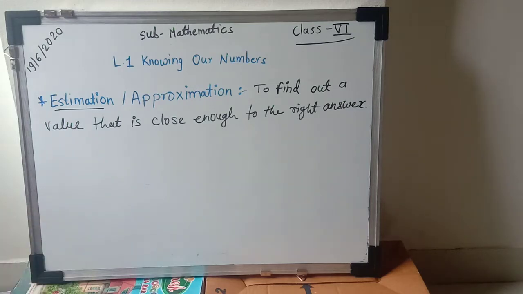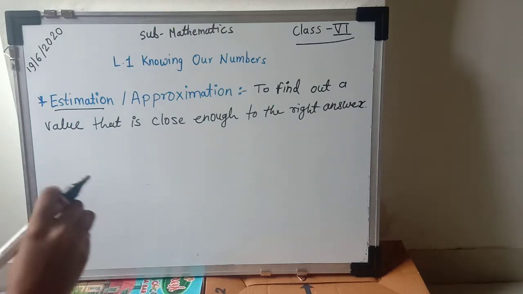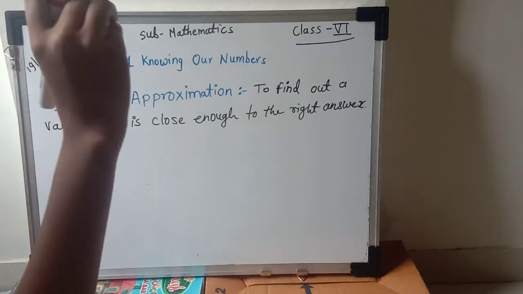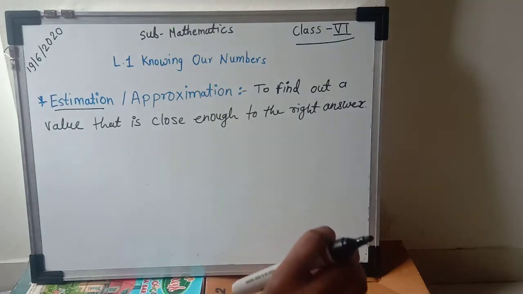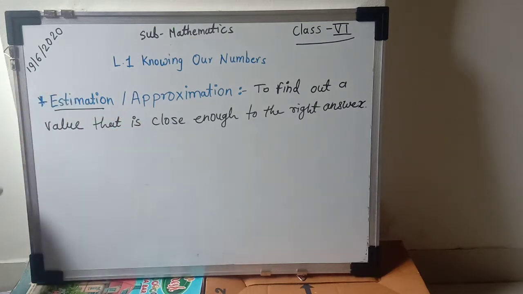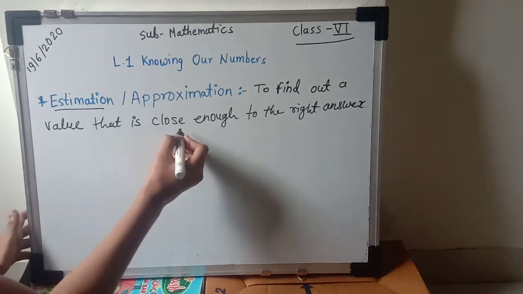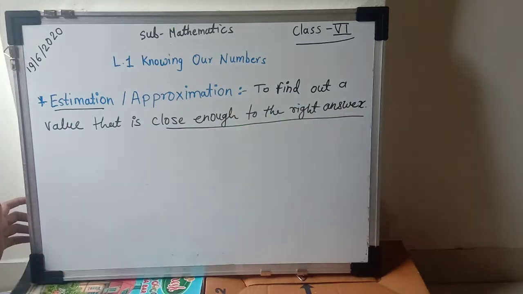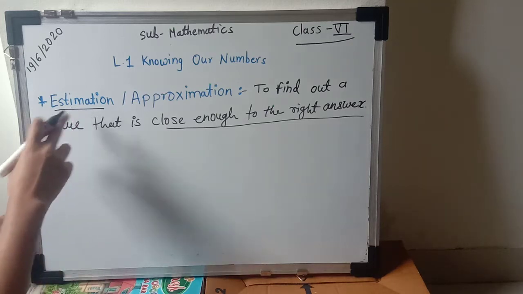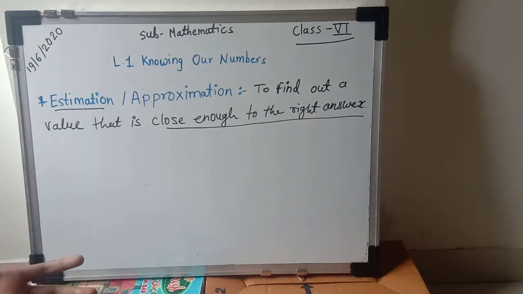When we guess something, we don't know whether it is correct or not, but we just guess that the answer may be close, maybe near to that answer, and that is an estimation and approximation. Now when we are estimating something, we need to understand that whatever we are guessing should be close enough to the right answer. And one more important thing will help us to estimate anything, that is rounding.